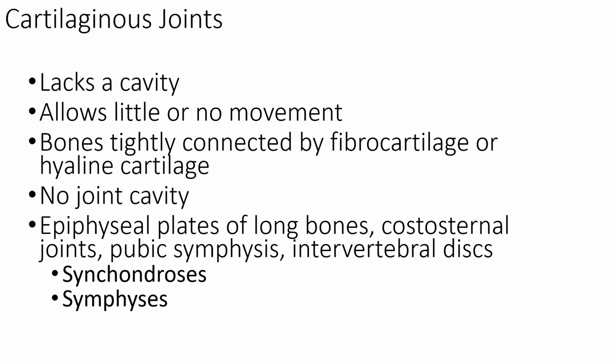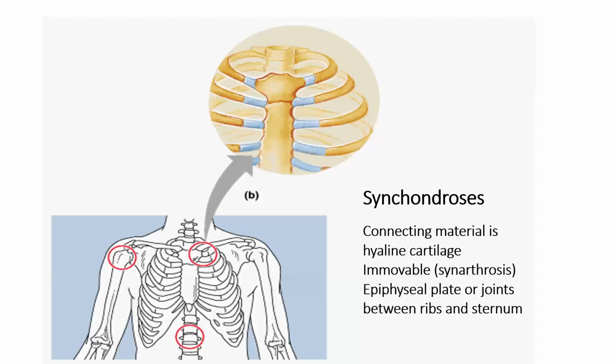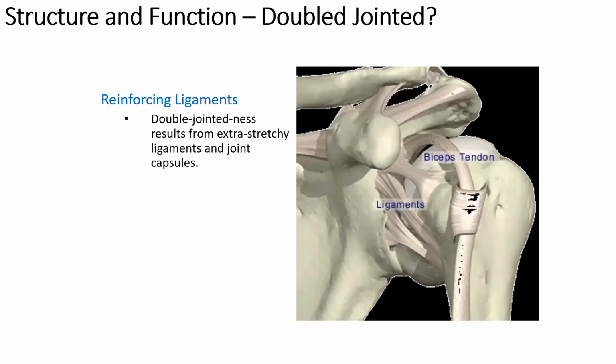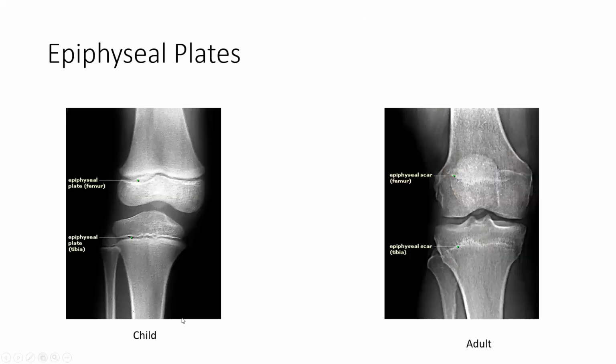And you can see on an x-ray what it looks like. Let's bring it up here. Okay. The epiphyseal plate is what we call a synchondrosis, where we have a little bit of movement, but not a whole lot. But we have some flexibility here. Okay. Let me go on and I'll show it to you, and then we'll come back to that one.